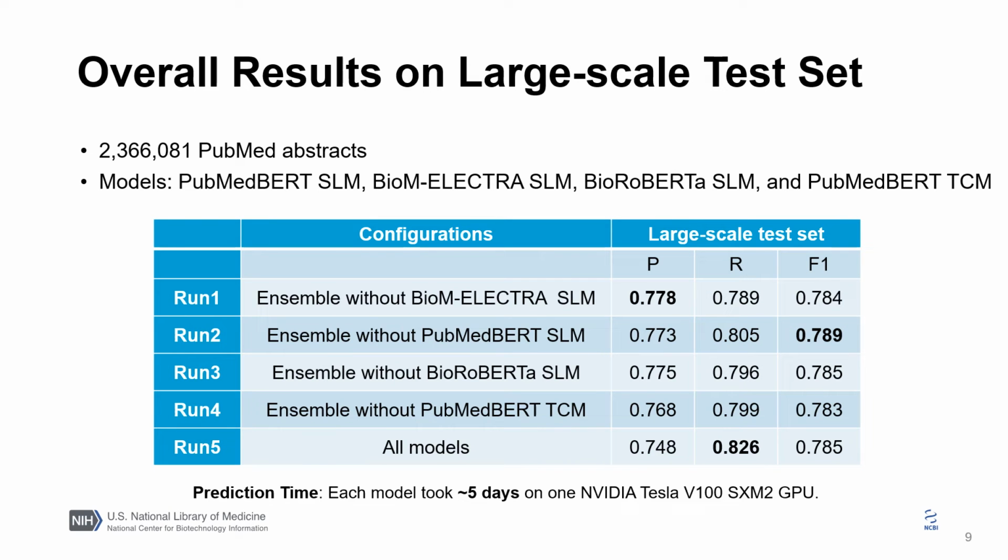We also participated in the additional large-scale task. We selected 4 models according to their performance on the development set, then used different combinations of them with majority voting to generate our submission. Each model took about 5 days to run on the large-scale test set on 1 GPU. Similar results are observed on the large-scale test set.